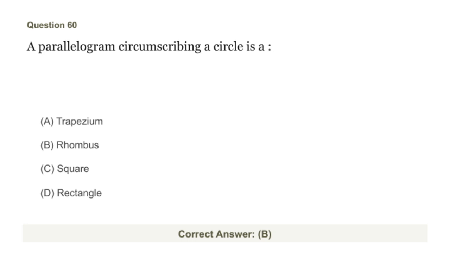This concept ties back to the overall theme of understanding the properties of quadrilaterals and their relationships with circles. Recognizing these properties helps us classify shapes more effectively and understand their geometric behavior. So remember, when you see a parallelogram that circumscribes a circle, think of a rhombus. That's the key takeaway here.